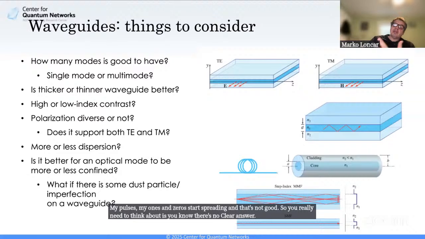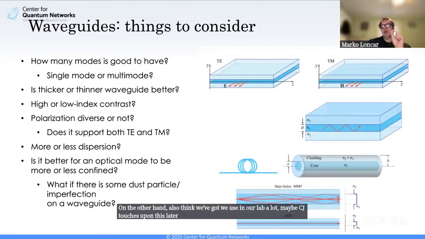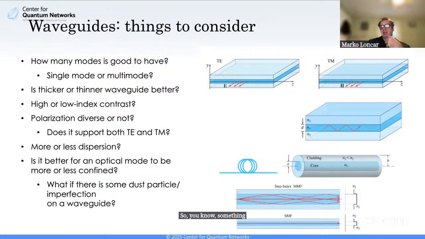On the other hand, we use thick waveguides in our lab a lot. Maybe CJ touches upon this later, because a thick waveguide, or rather a wide waveguide, not so much thick, well, thick as well, but mainly wide, minimizes the overlap of your optical modes with surfaces, which minimizes the losses. And I'll come back to that point a little later. So, this is very important to keep in mind and think about.